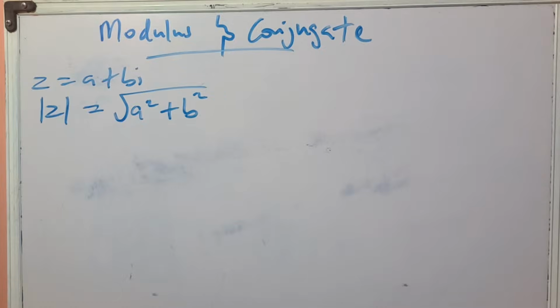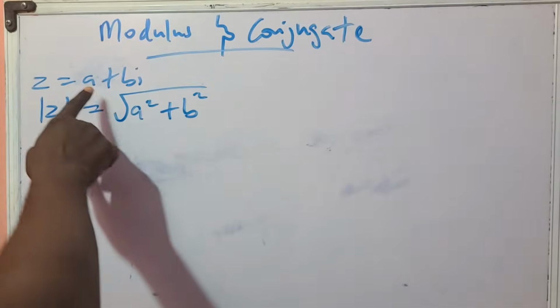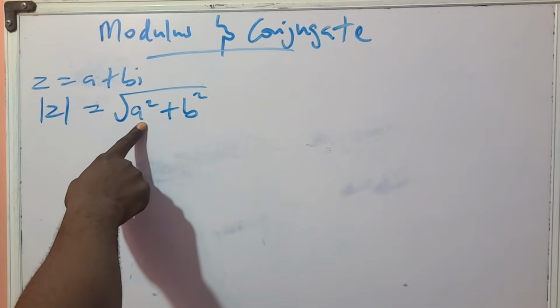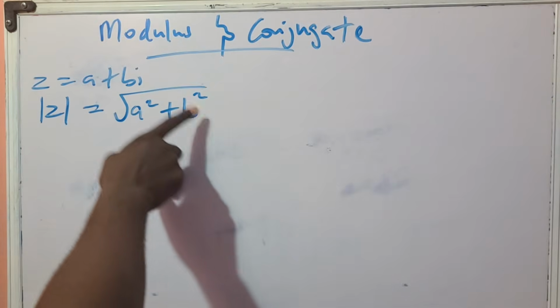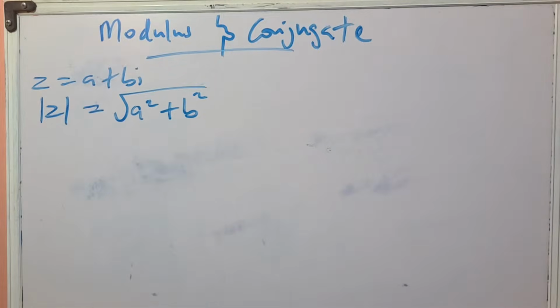It's that simple. So once you are told to find the modulus of a complex number, whatever the complex number is, this is what you just have to do. Whatever the value of a is, put a square to it. Whatever the value of b is, put the square to it and take the square root of the sum of both of them. That's modulus. Now let's talk about the conjugate.